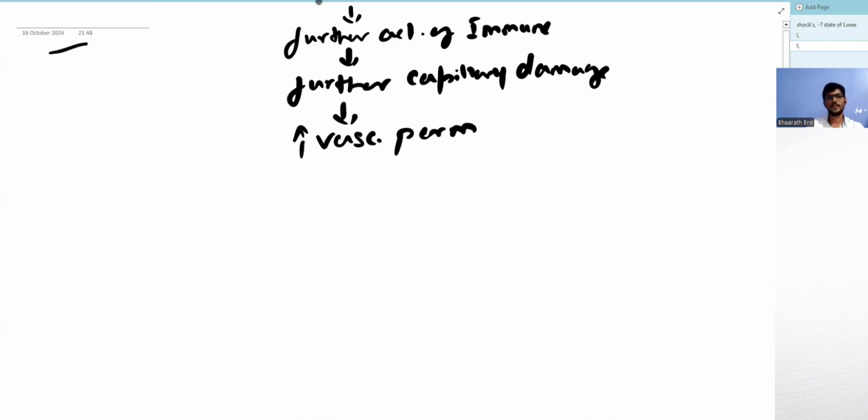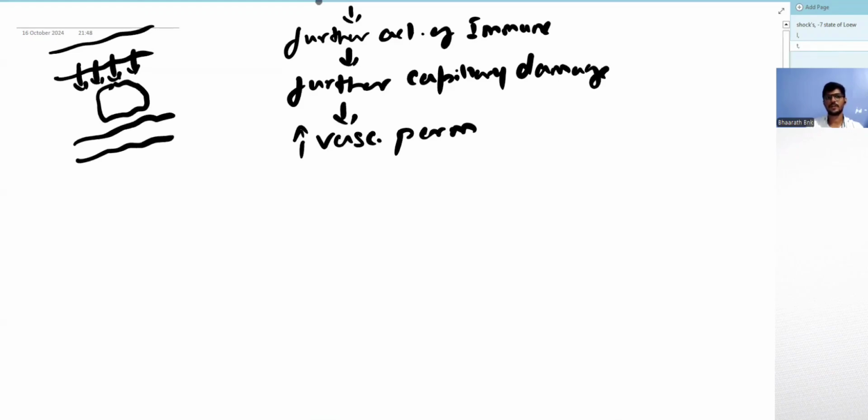Because there was an endothelium here and the capillaries got destroyed, the tight junctions between them also get destroyed. So all the fluid will seep out into the interstitial space. If this is a capillary and this is a capillary, the cell is surrounded by the capillaries. So all of the fluid gets seeped into the interstitial fluid. Because of the increased vascular permeability, there is increased seepage of fluid in interstitial space.